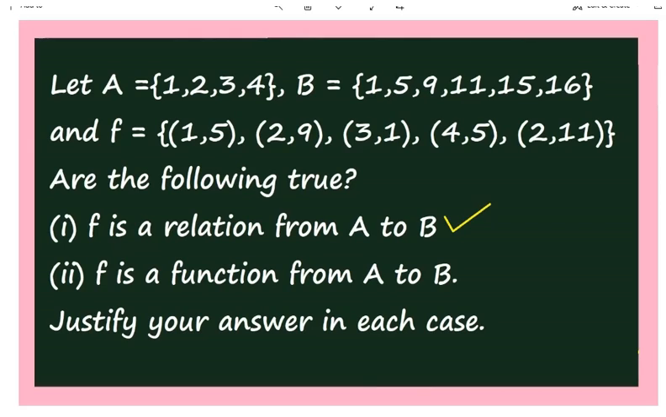Whether f is a function from A to B, and how to check whether this is a function? Every element of A occurs as a first element. Yes, 1 is there, 2 is there, 3 is there, 4 is there. The first part is okay. Whether any element of A occurs as a first element twice? Yes, here (2, 9) and (2, 11), and 2 occurs as a first element, therefore it is not a function. Both the elements of f have the same first element, that is 2. That's why it is not a function.